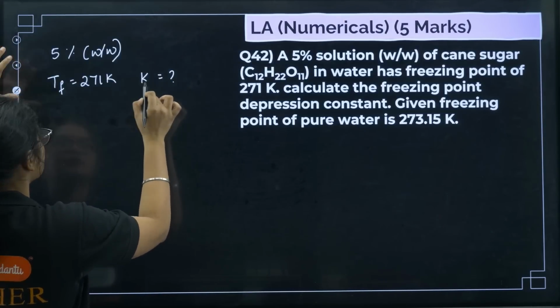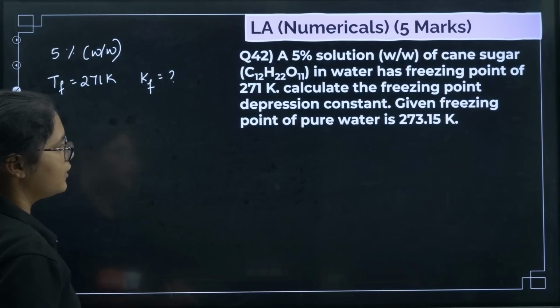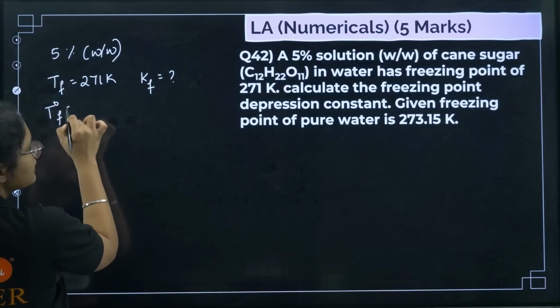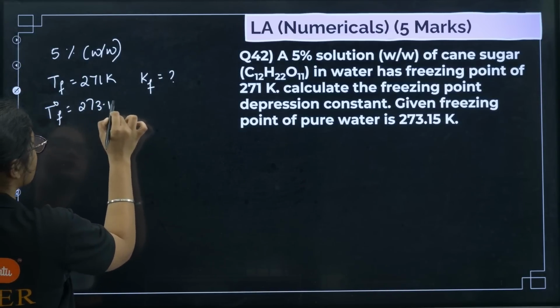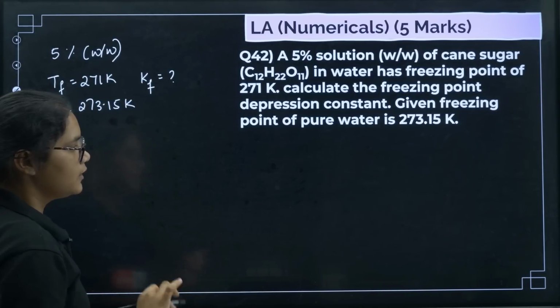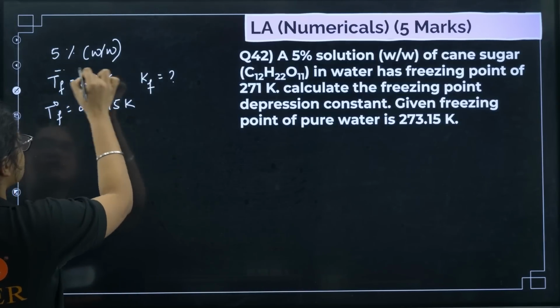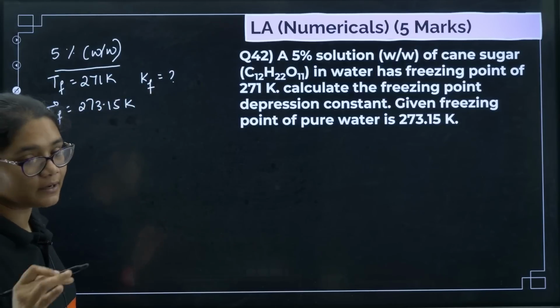This has to be KF. Given the freezing point of pure water, T naught F is 273.15 Kelvin. Now what we have to do? We have this formula. So let us first understand what this 5% W by W means.